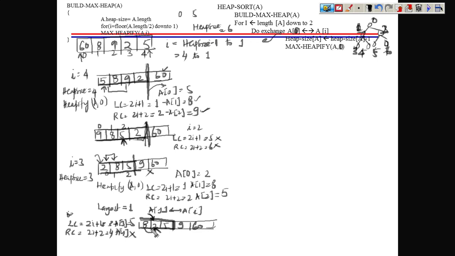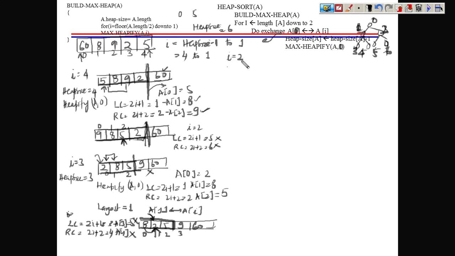So does the left child exist or not? Let us cross check. We have index 0, index 1, index 2. Index 3 is also not existing. That means even for this node there is no left child, there is no right child. So we don't need to call reheapify again, and we move to the next iteration. Next iteration means now we move to I equals 2.